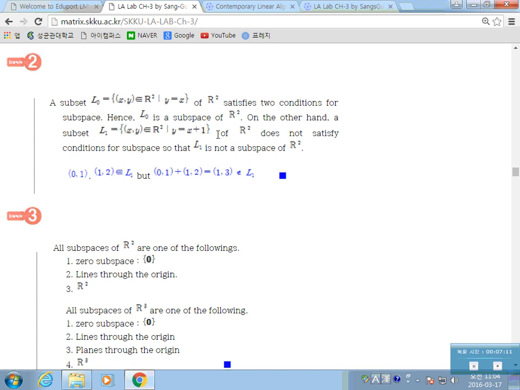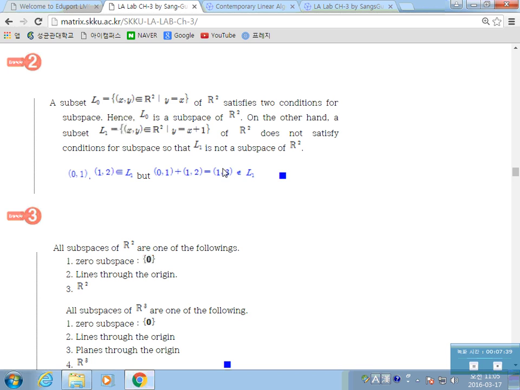It is not closed under the vector addition and scalar multiplication. You will check it by yourself. If you choose two vectors in L1 and add those two, then it is (1, 3), which does not satisfy this equation. X is equal to 1, y is equal to 3. If you put y = 3, x = 1, then 3 is equal to 2, which is not true.